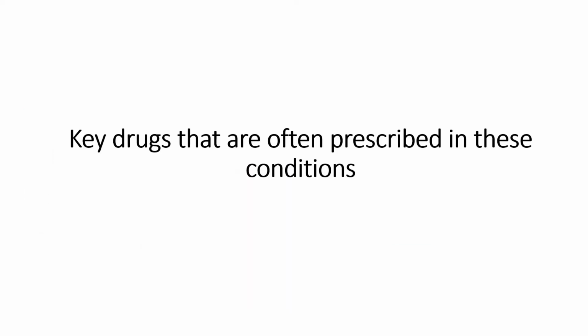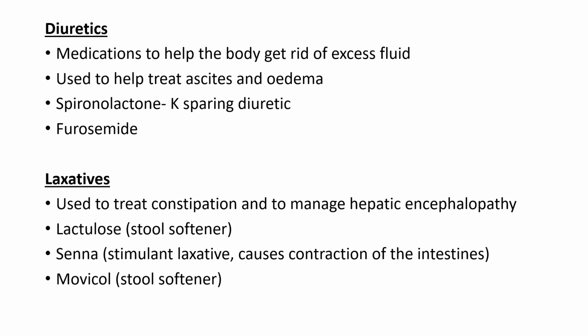We will now discuss some key medications which are often prescribed in liver disease. Diuretics are medications to help the body get rid of excess fluid. They are used to help treat ascites and edema. Some examples include spironolactone, which is a potassium-sparing diuretic, and furosemide.